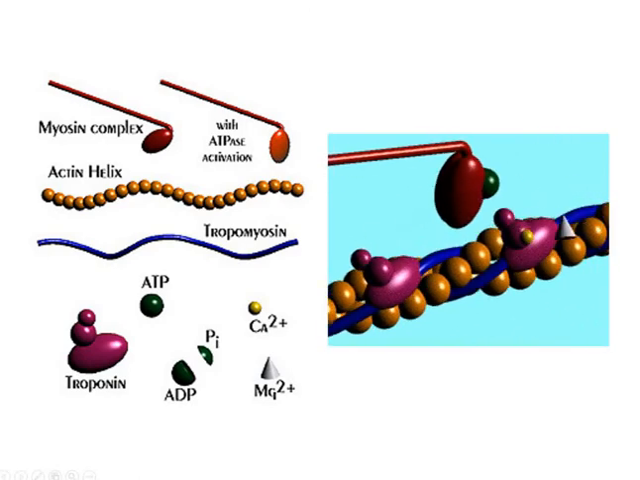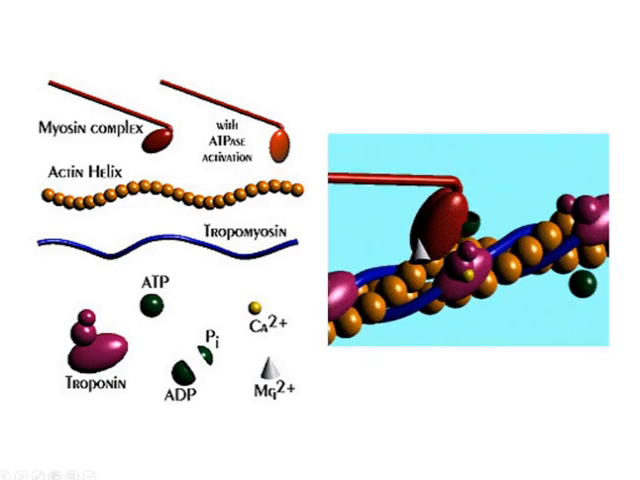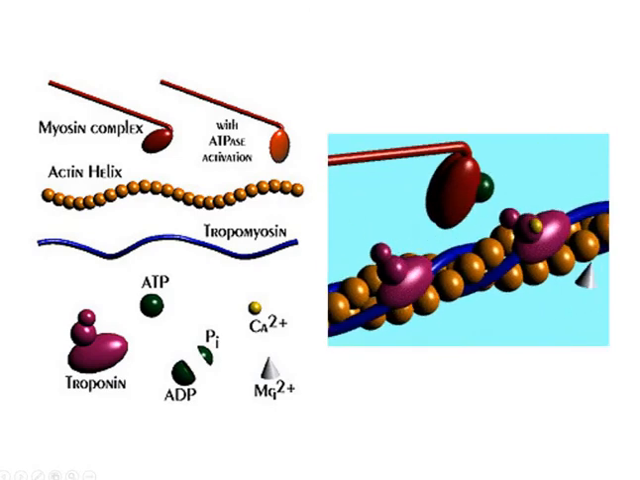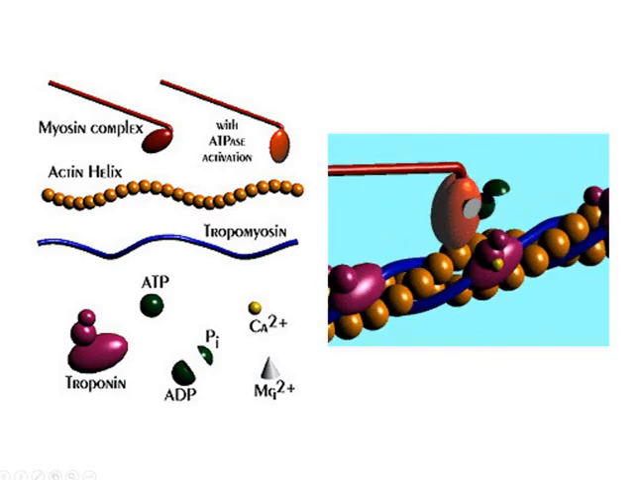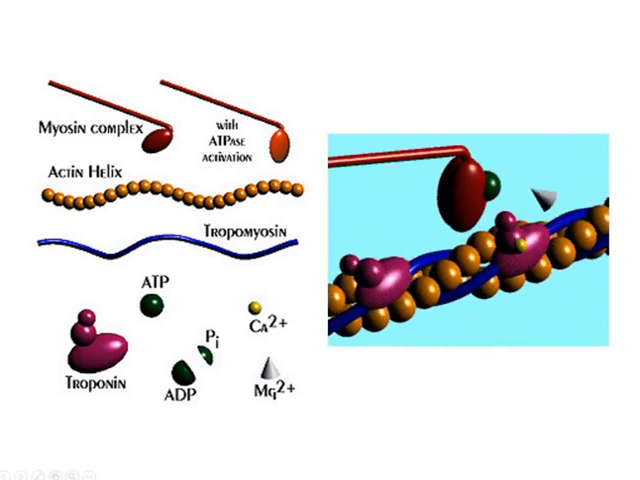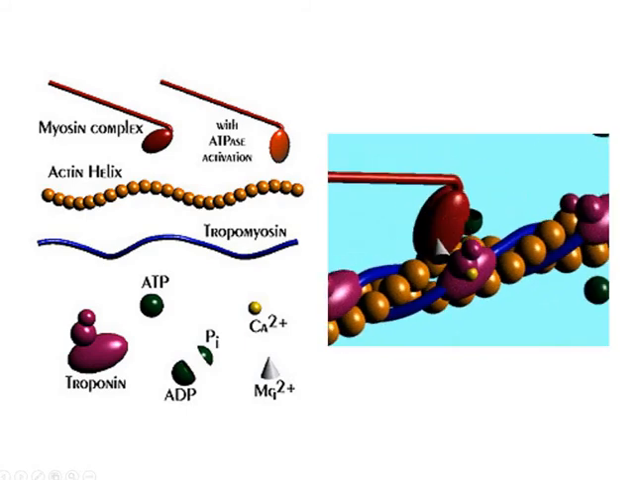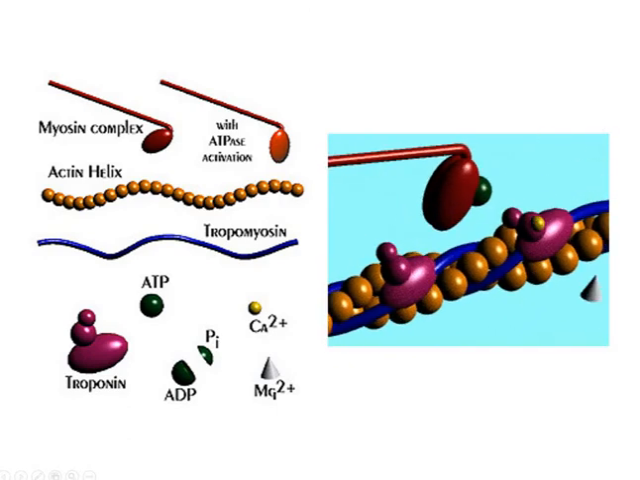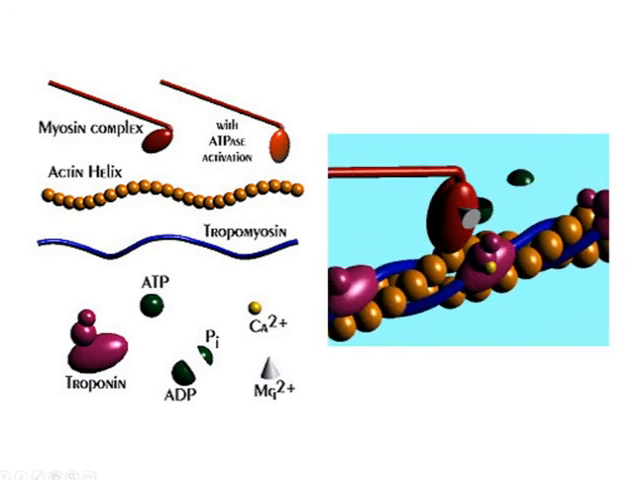Then we're going to have to break that cross bridge, and energy is required to break that cross bridge. So ATP, which needs to bind to the myosin head, is then going to be broken down by ATPase. That's then going to cause the breaking and the re-preparation again of the myosin head to do another muscle contraction. So energy is required to break the cross bridge itself.